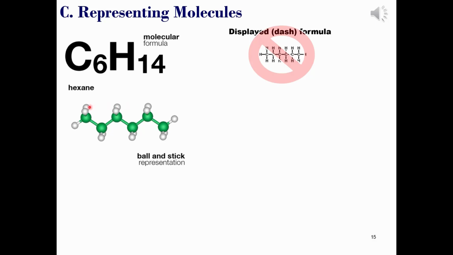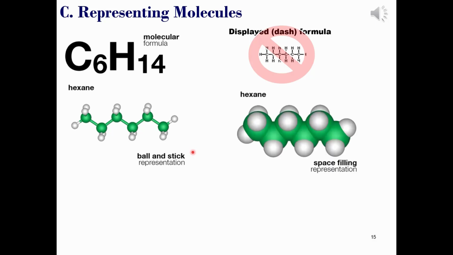Now, the ball and stick representation doesn't really give you a sense of the amount of space that a molecule such as hexane takes up, but the next representation does. We call this a space-filling representation, and this can be useful for thinking about steric interactions. We'll encounter those more in Chapter 4.